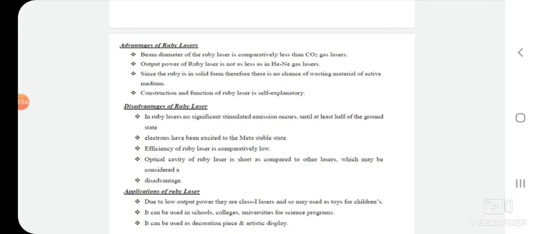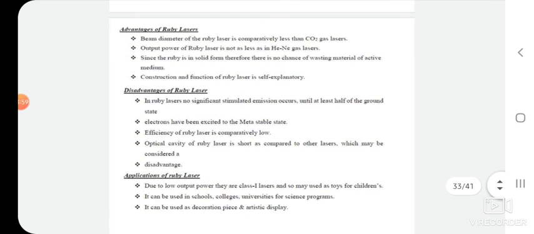Construction and function of ruby laser is self-explanatory. These are the advantages of ruby laser. There are some disadvantages also.